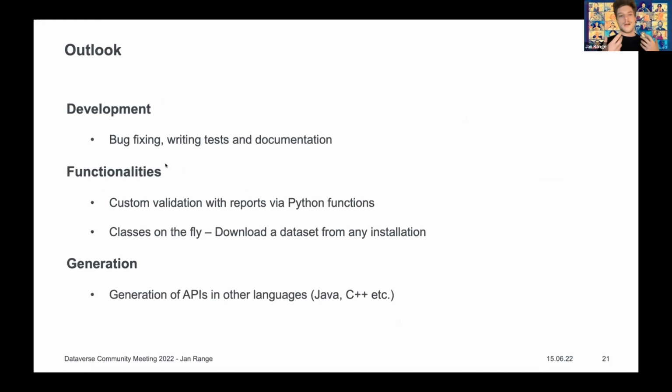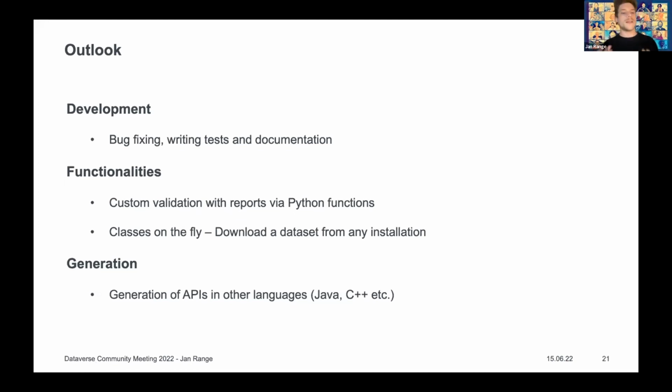Also, we want to extend the functionality towards custom validation in combination with reports by using Python functions that any Dataverse installation can use by themselves, whatever they like, such that the reviewer has an easier time on fields that are optimizable.